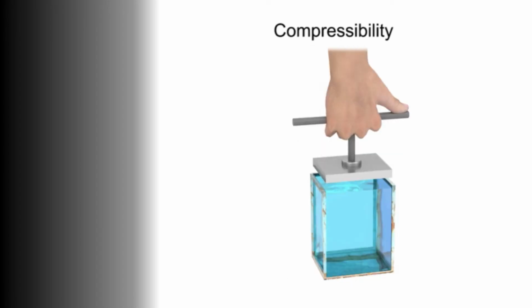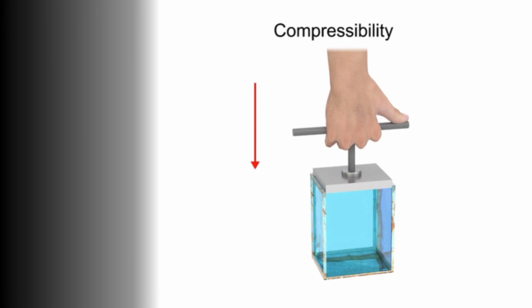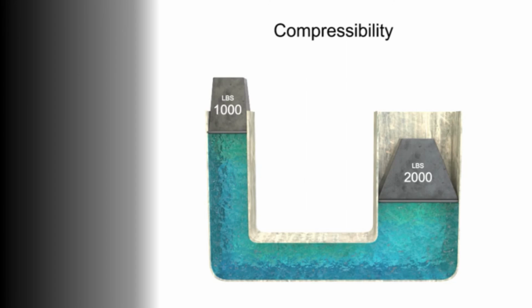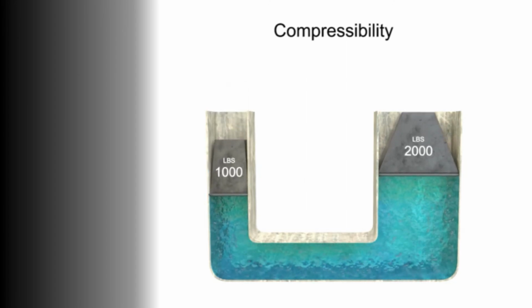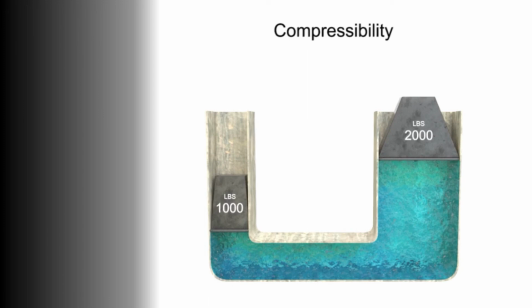Liquid fluids also have a compressibility factor. Water and petroleum-based hydraulic fluid are almost completely incompressible. They don't compress when put under pressure. This characteristic is what allows them to be used to transmit power in fluid systems.